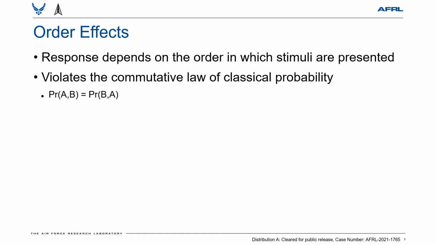Let's begin by defining order effects. An order effect occurs when a response probability depends on the order in which stimuli are presented. Order effects are interesting because they violate the commutative law of classical probability theory, which states that the probability of A and B must be equal to the probability of B and A. In other words, order does not matter. In addition, order effects indicate that cognition is context dependent.